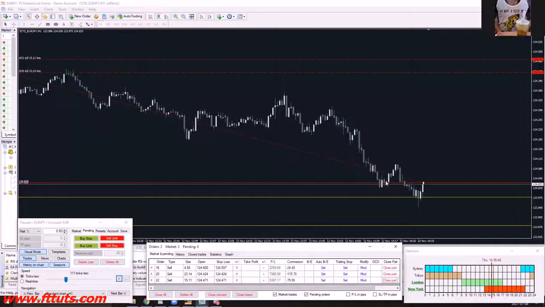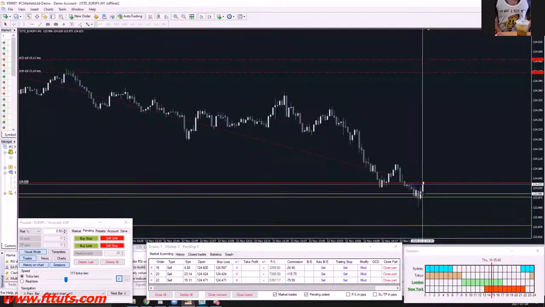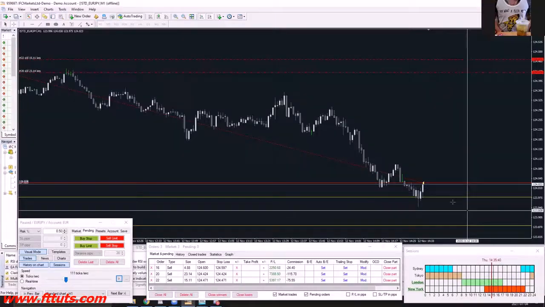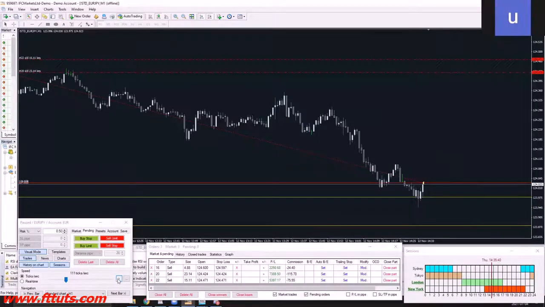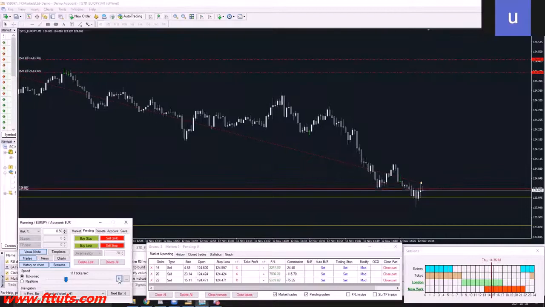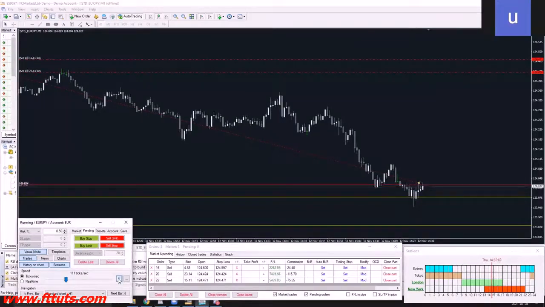There we go. Okay, so then we could look for a possible hedge long just because we're in New York session now, right? And a continuation short if you want to try and scale in a third time.